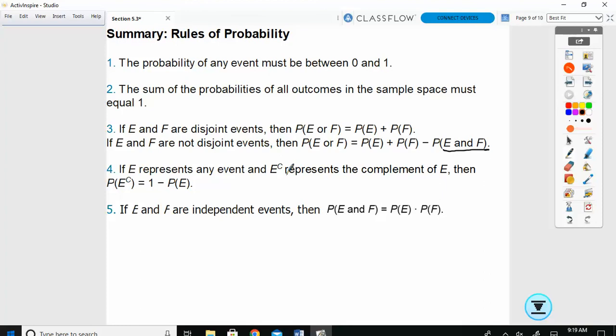What does this E with a C represent? The complement. It's the opposite. So the total opposite of something, you just do 1 minus your probability. And then today we learned that if they are independent, so we only know how to do ands for independent right now, all we have to do is multiply their individual probabilities. Okay? So I am done.